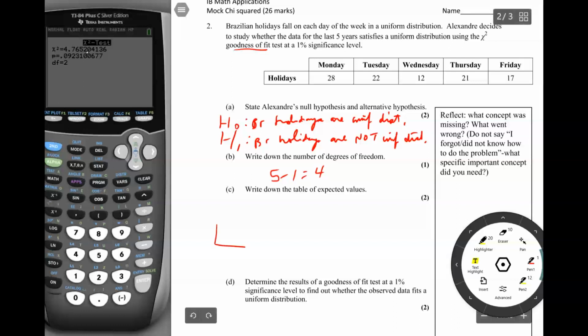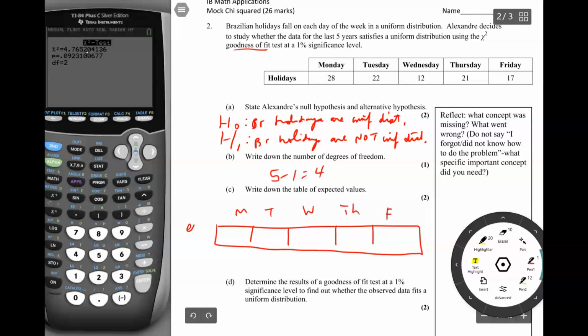So for this one here, we're going to make a similar table to the one we have above with 5 boxes. And we're going to put Monday, Tuesday, Wednesday, Thursday, Friday across the top. And we'll put expected frequency here. What we're going to do is figure out, if there was no bias, then we would expect to see the same number of holidays every day of the week. So we're going to add all these up and see the total, and then we're going to divide the total among the 5 days evenly.